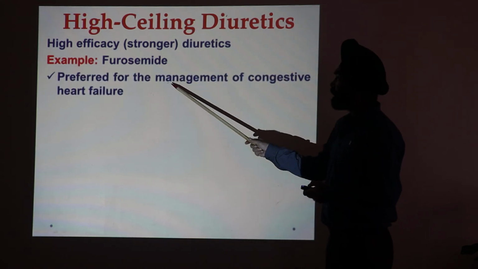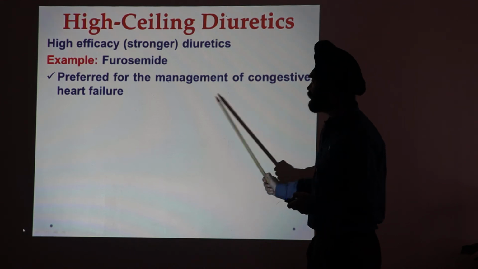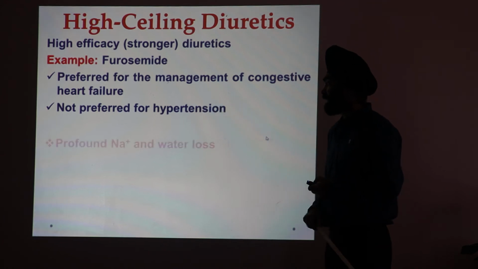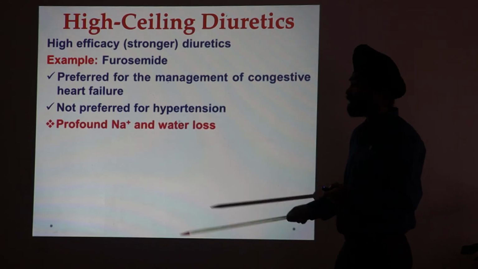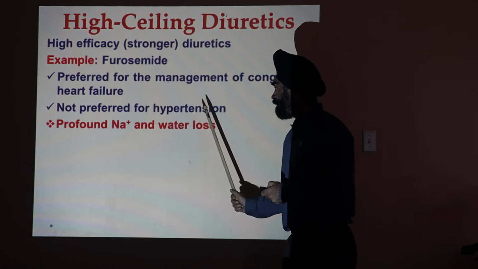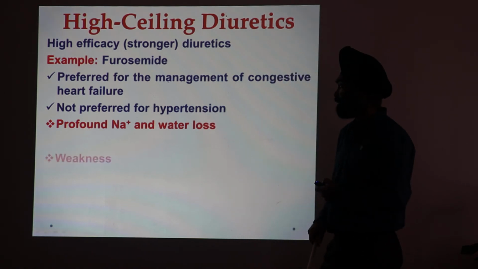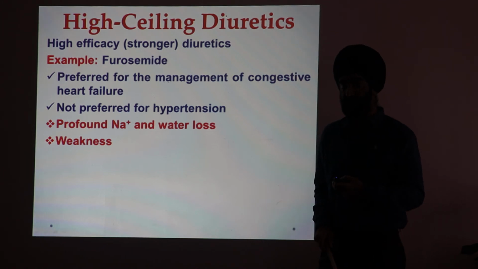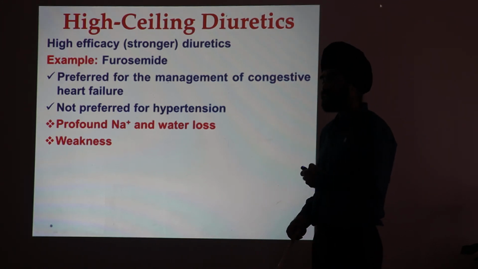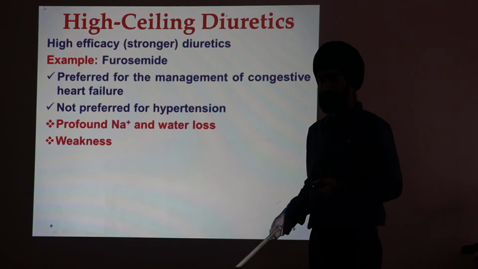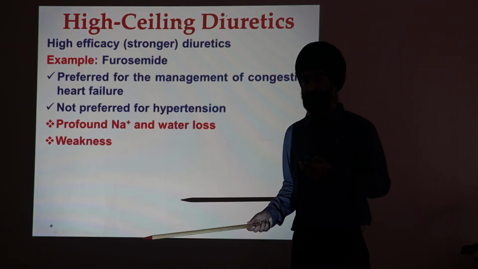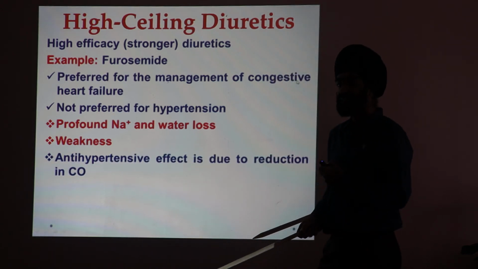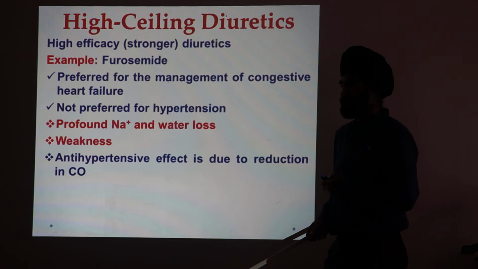These drugs are preferred for the management of congestive heart failure, not blood pressure, not preferred for hypertension. The reason is that they cause profound sodium and water loss. If there is profound sodium and water loss over a regular period, you are giving these drugs twice a day, and the person is having a diuretic effect, he is losing water. Ultimately, you will see a lot of electrolyte imbalance and weakness. And that weakness is ultimately more problematic for the person.